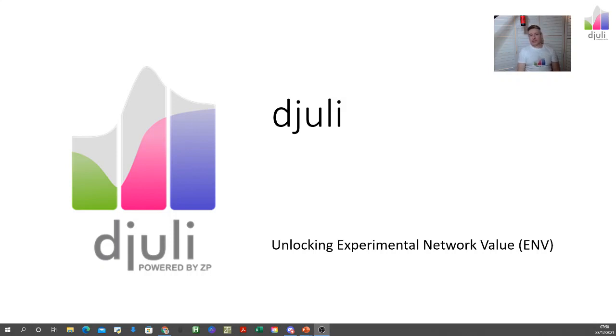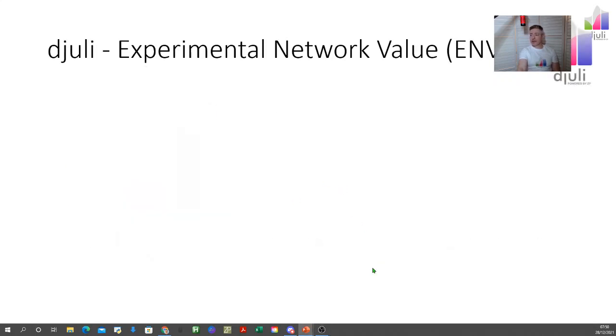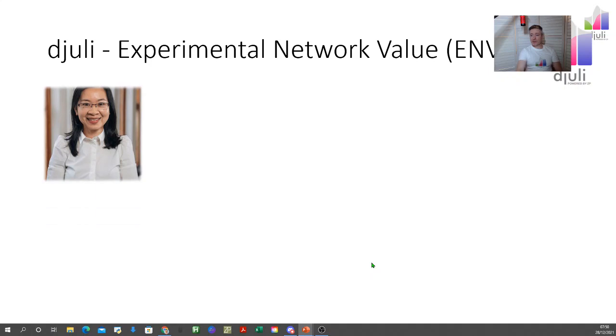Hi, this is an introduction to djuli, which is an online data sharing, data storage and data analysis system. It has some similarities with electronic lab notebooks, but it's really designed to unlock the experimental network value. So the first thing I'm going to do is define what we mean by experimental network value.